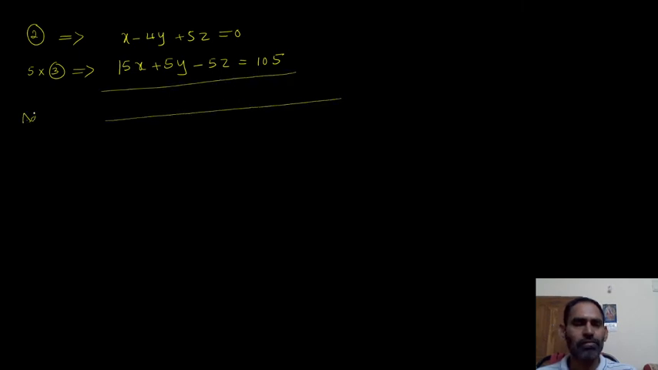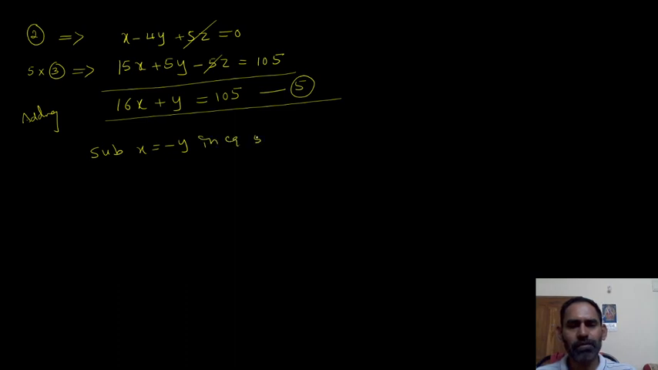So adding, here plus 5z minus 5z gets cancelled. So this is 16x, and now plus 5y minus 4y, this will be plus y equals to 105. Already from equation number 4 we have x equal to minus y. So substitute x equal to minus y. This is number 5.